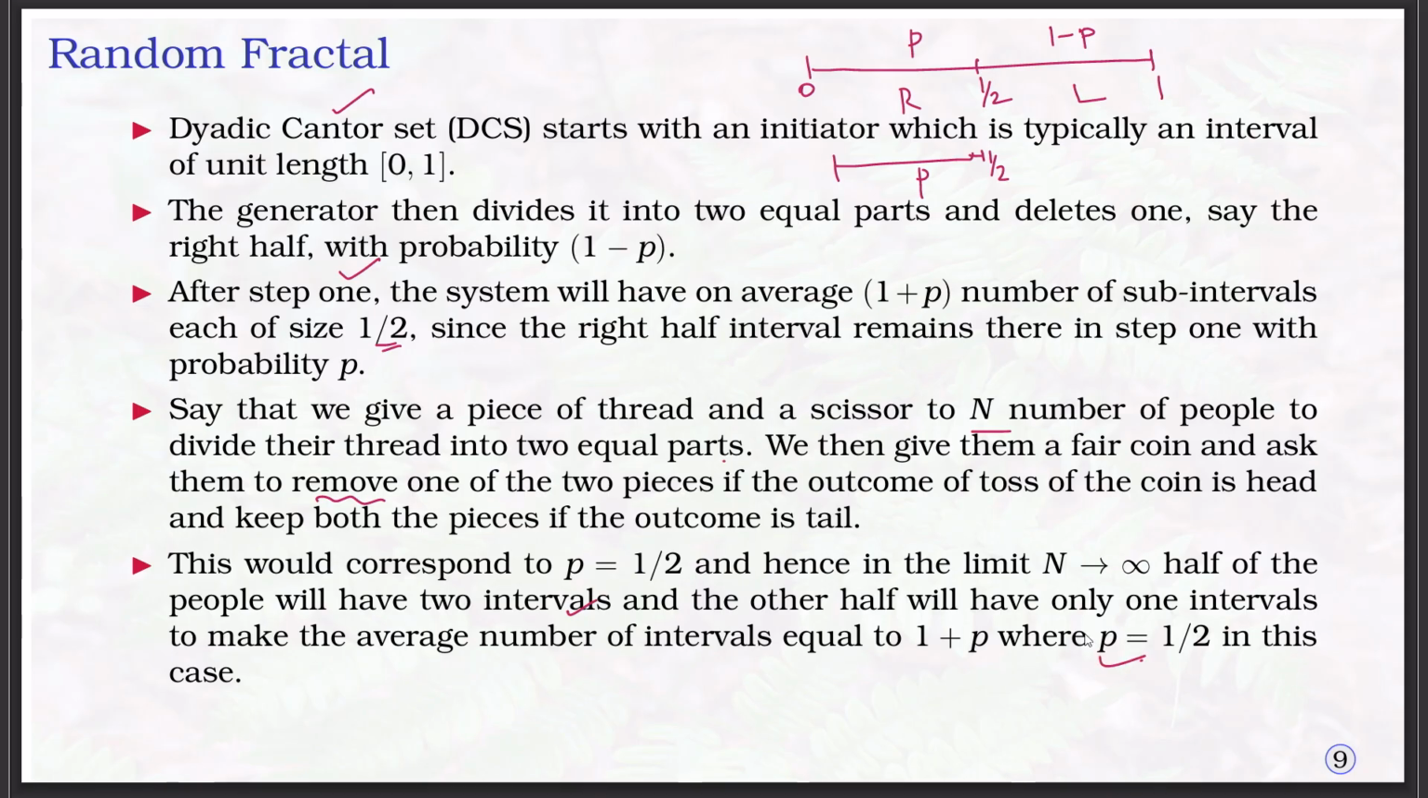The same rule we are applying here: as n tends to infinity, half of the people will have 2 intervals, half of the people have 1 interval. So take the average of this, then we will get 1 plus p. The same rule, if p equal to 1/2, we will get 1 plus p.